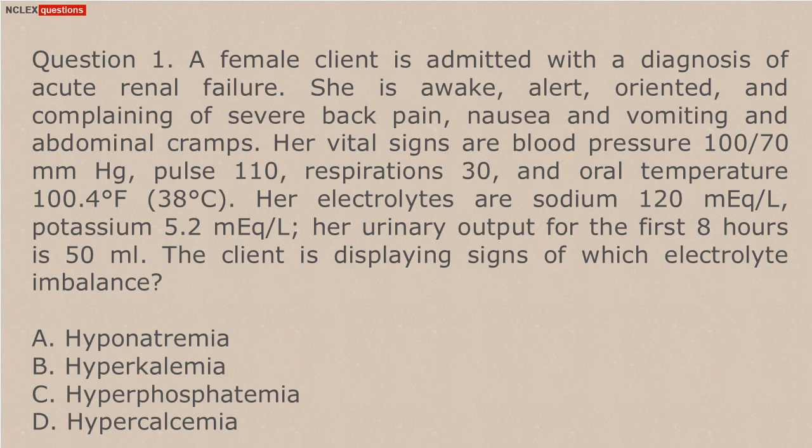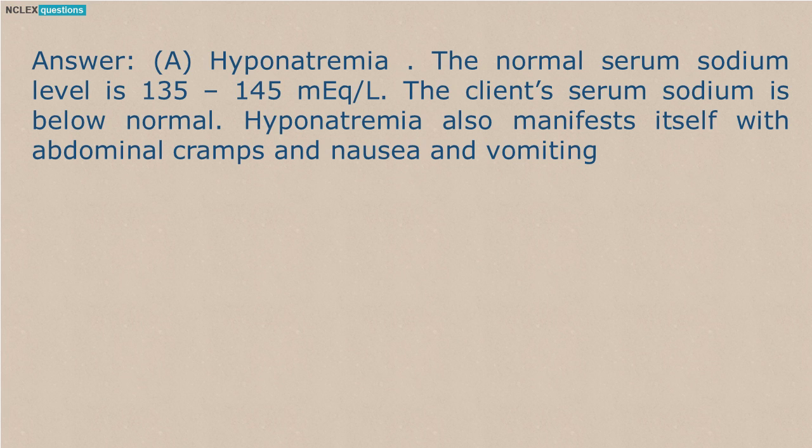A. Hyponatremia. B. Hypokalemia. C. Hyperphosphatemia. D. Hypocalcemia. Answer: A, hyponatremia. The normal serum sodium level is 135 to 145 mg/L. The client's serum sodium is below normal. Hyponatremia also manifests itself with abdominal cramps and nausea and vomiting.